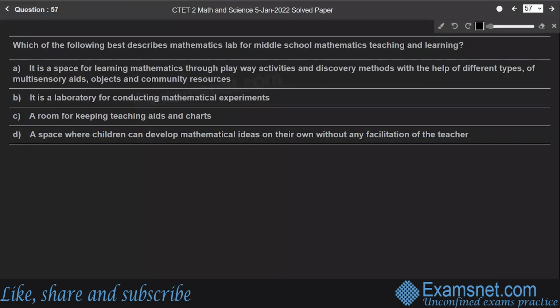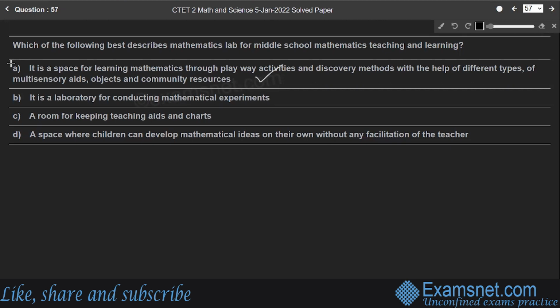Question 57. Which of the following best describes mathematics lab for middle school mathematics teaching and learning? Option A: It is a space for learning mathematics through playway activities and discovery methods with the help of different types of multisensory aids, objects, and community resources. Option B: It is a laboratory for conducting mathematical experiments, a room for keeping teaching aids and charts, a space where children can develop mathematical ideas on their own without any facilitation of the teacher. Here, the correct answer is option A.